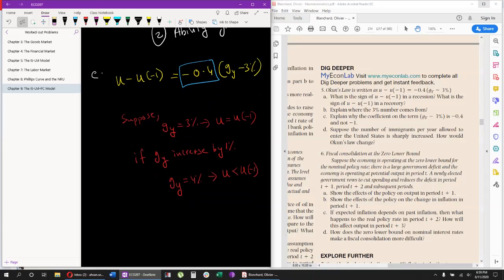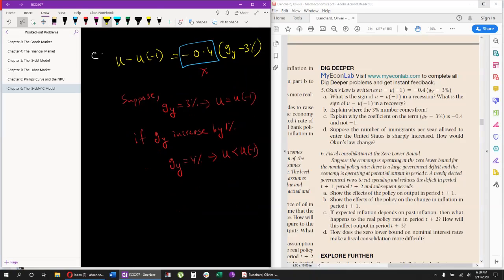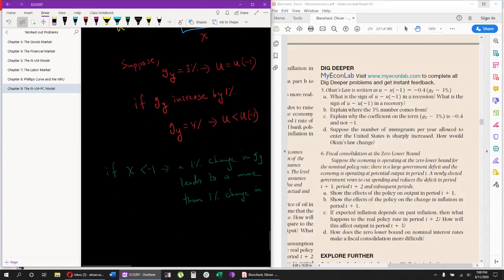So let's call this x, and let's try to understand this. If x is less than -1, that means that a 1% change in growth rate of output leads to more than a 1% change in unemployment.